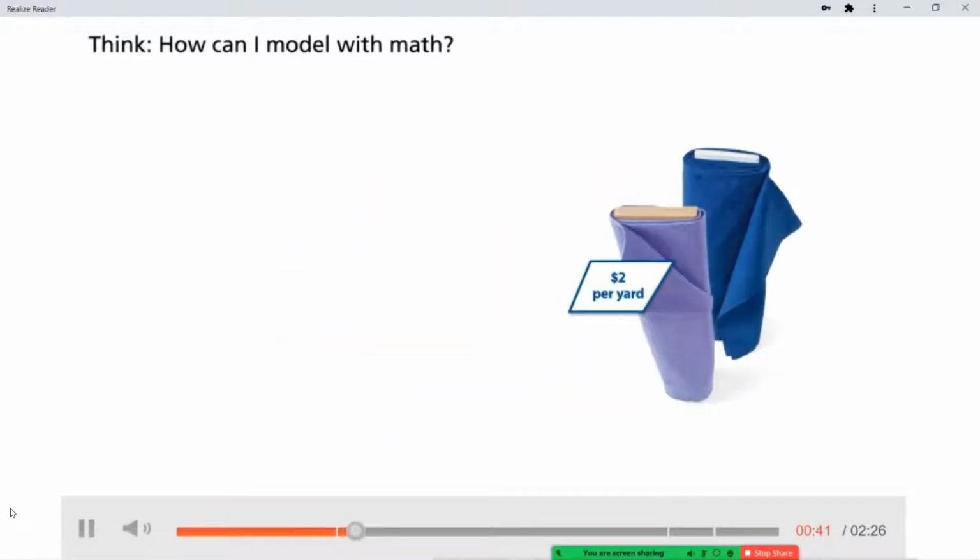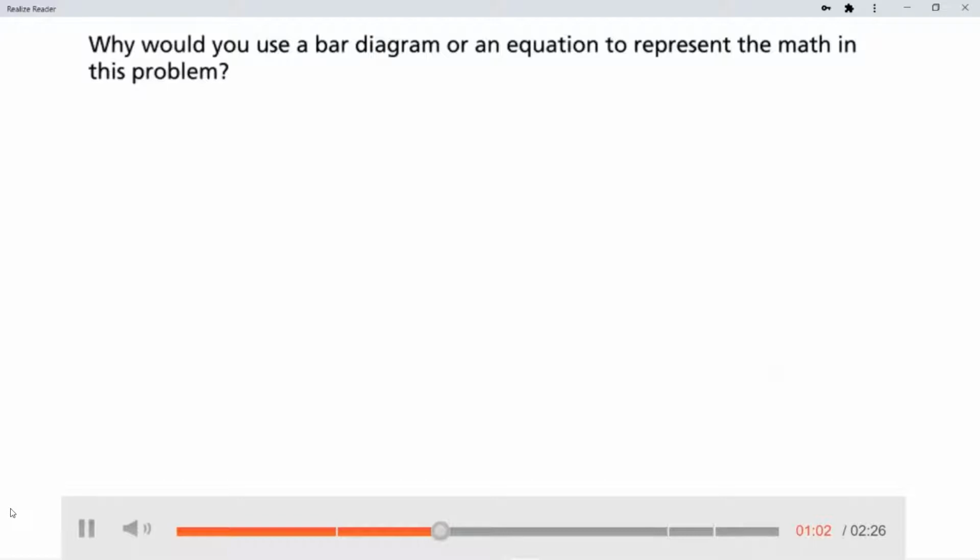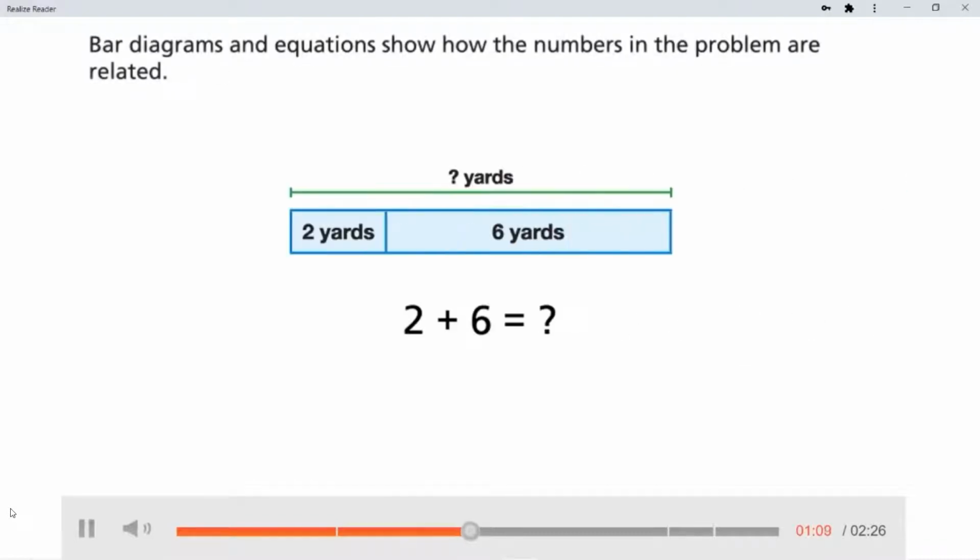Think. How can I model with math? I can use the math I know to solve the problem. I can find and answer any hidden questions. I can use diagrams and equations to represent and solve this problem. Why would you use a bar diagram or an equation to represent the math in this problem? Bar diagrams and equations show how the numbers in the problem are related.